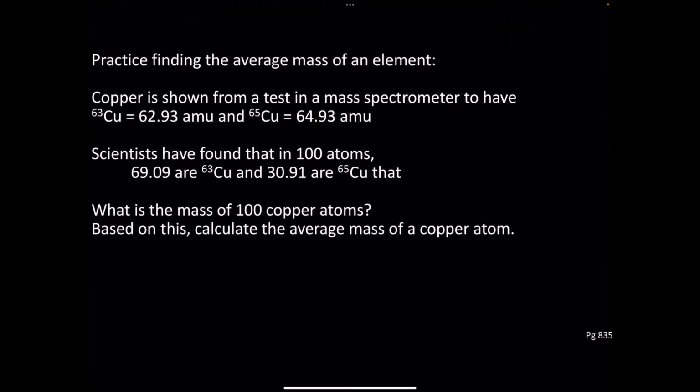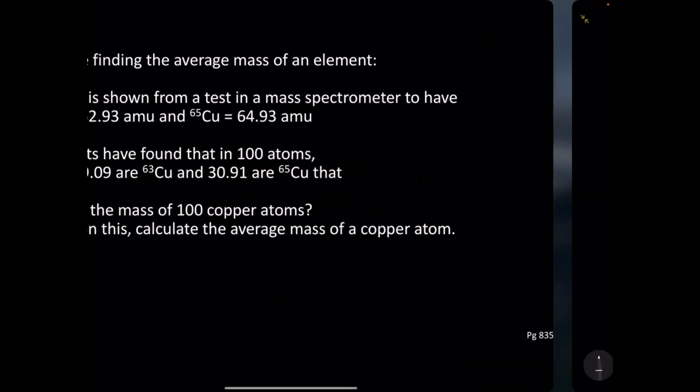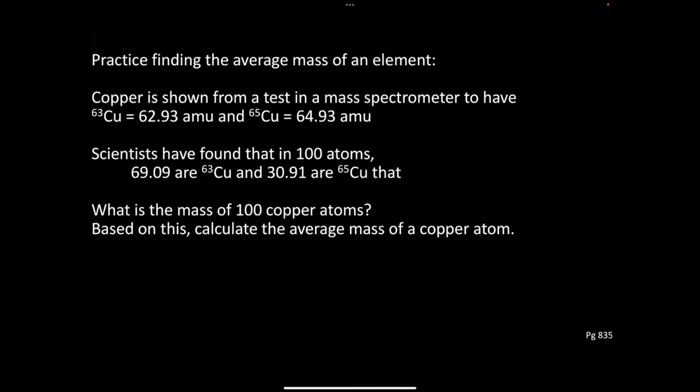So the next question is, based off that, what's the average mass of one copper atom? And if we go back to this, we can say, okay, I'm going to take this and divide it by 100, and that should give me the mass of one copper atom. So it should be approximately 63.55 atomic mass units. And if you look at your textbook on the periodic table, you should see that same value represented there. So that's how we can use that average to figure out what the average masses are.